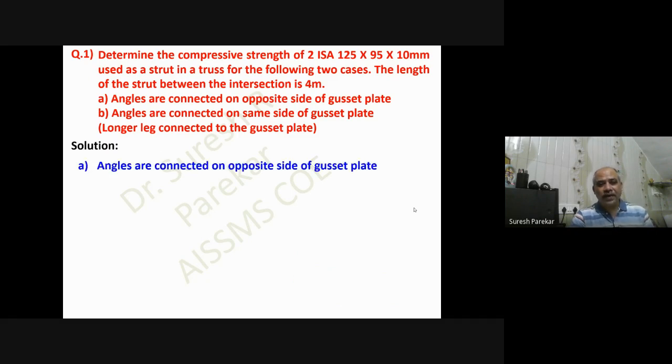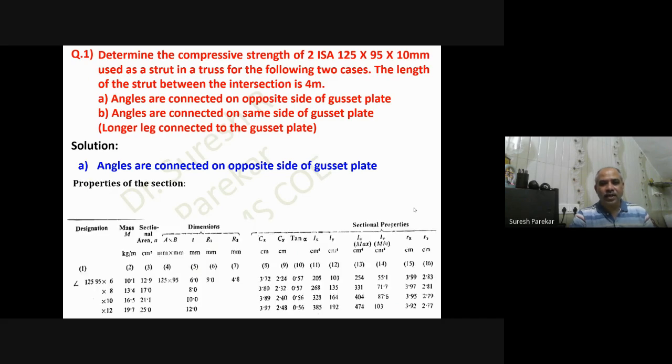Now the first case: angles are on opposite sides of the gusset plate. Properties of the section are given. If we go to IS 808, in that code you get these properties. I have taken that table, and we are interested in these values. That is ISA 125 by 95 by 10. The area you can see is 21.1 centimeter square, so I will get it as 2110 millimeter square.